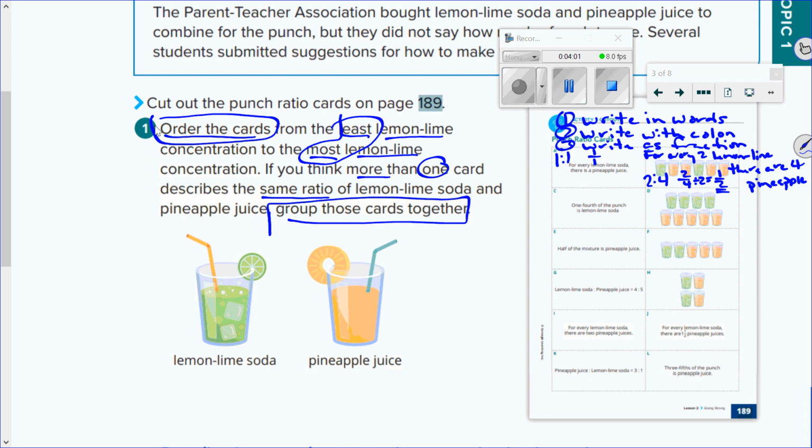Okay, this will take a little while, so I'm going to give you guys about 20 minutes to do this activity. Okay, you have 20 minutes. Go ahead and start. You may work together as a table.